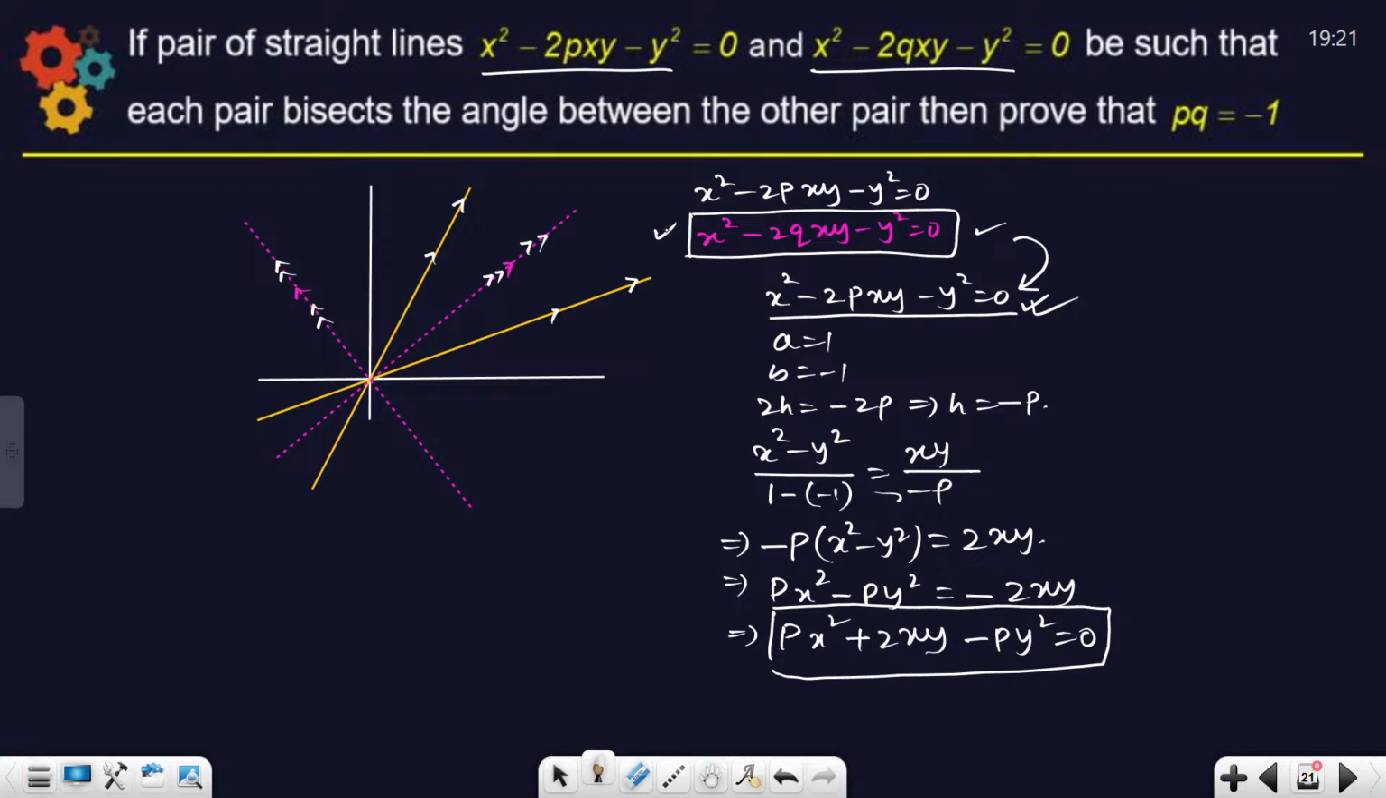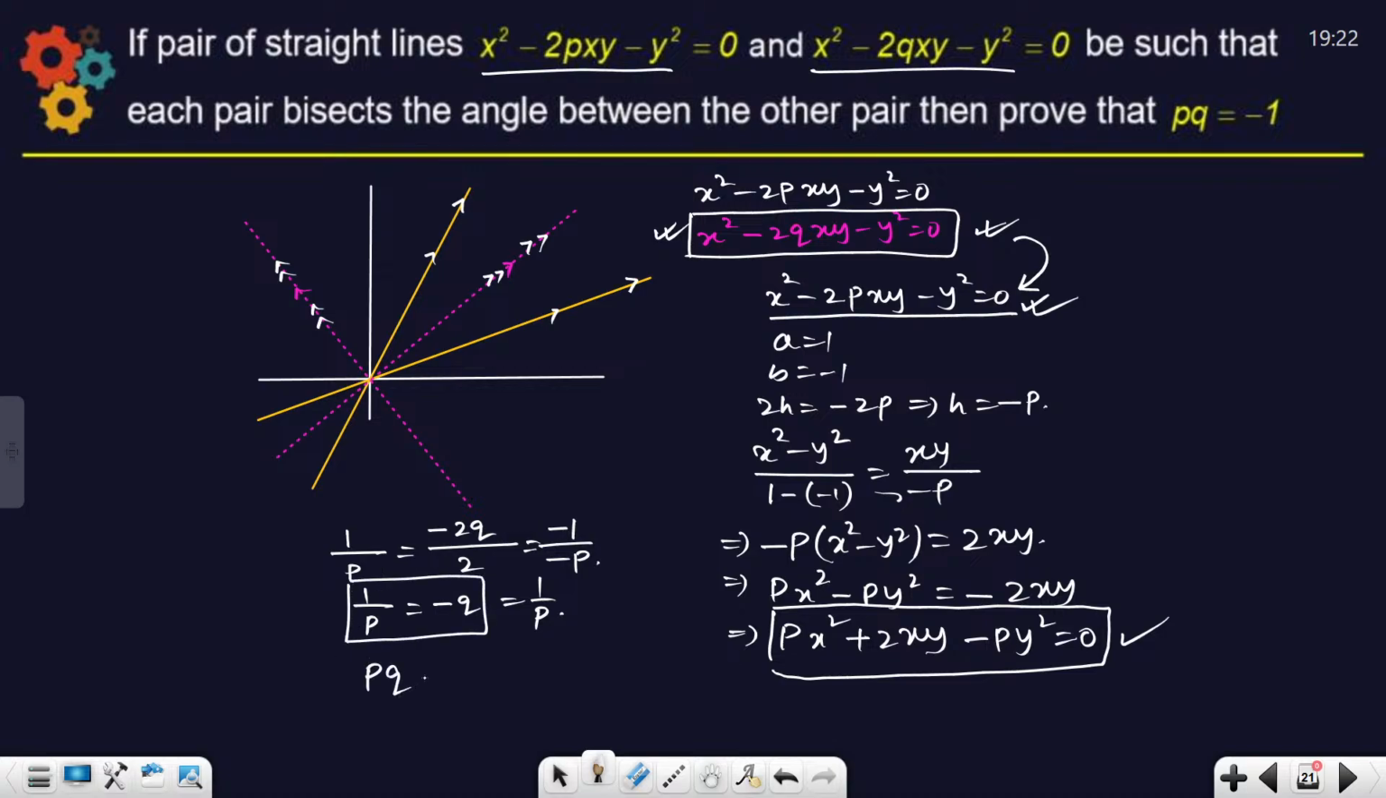Now, which is the same as this line? According to the question, they represent the same pair of lines, so I can compare their coefficients. So what we are getting: 1 over p, minus 2q over 2, minus 1 over minus p. So 1 over p equals minus q equals 1 over p. If we choose these two parts, we get pq equals minus 1, hence proved.